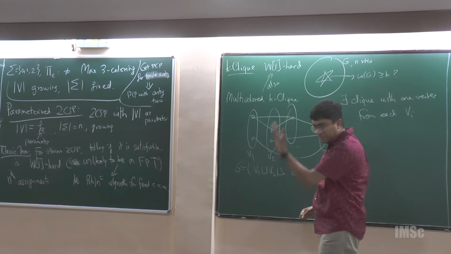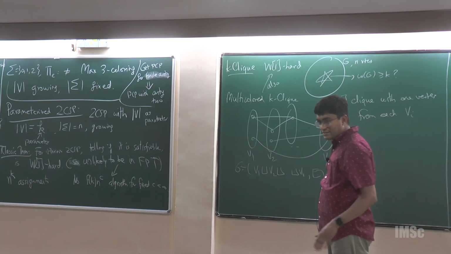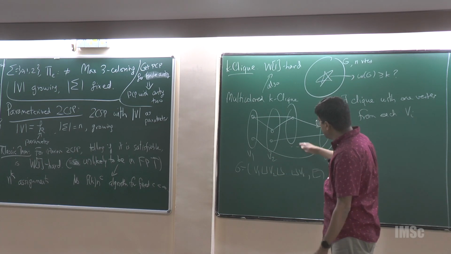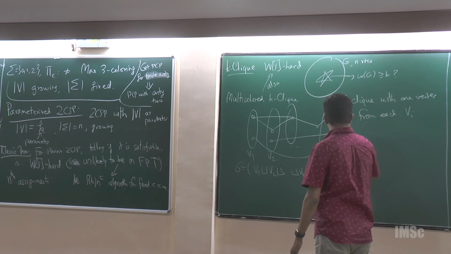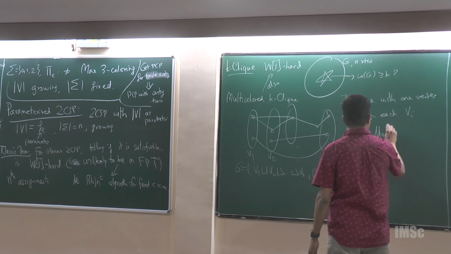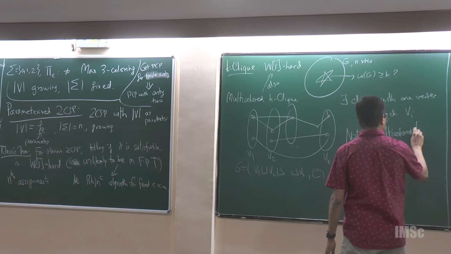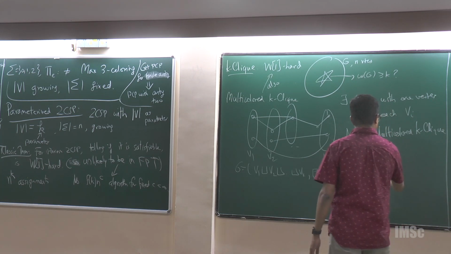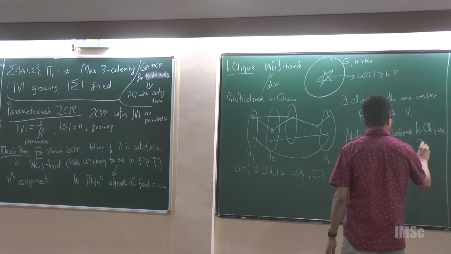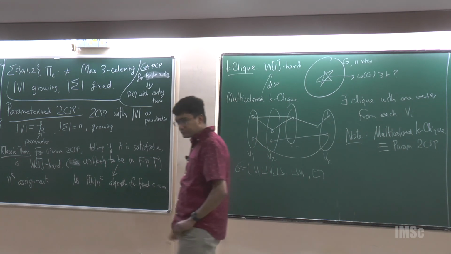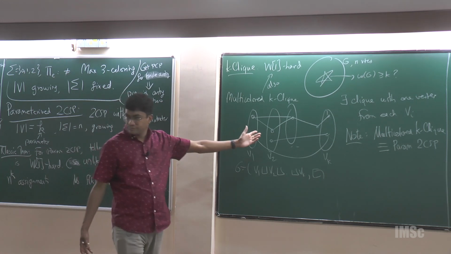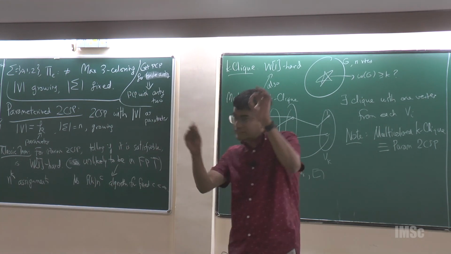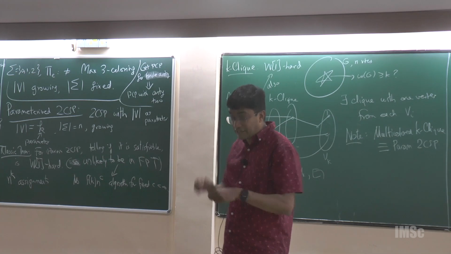And there is a very simple reduction from k-clique to multicolored k-clique just by duplicating things and so on. But now I want to say that multicolored k-clique is exactly 2CSP, with the parameter being k. So really, when you think of 2CSP, it looks all abstract, but you can just have this picture in mind. You have some blobs. You have to pick one vertex from each blob, and you want to know, can you get a clique?